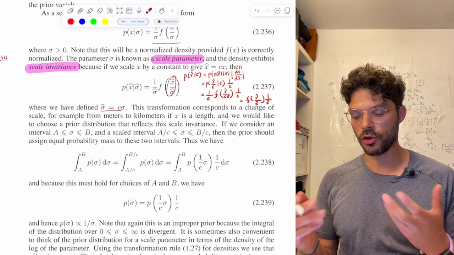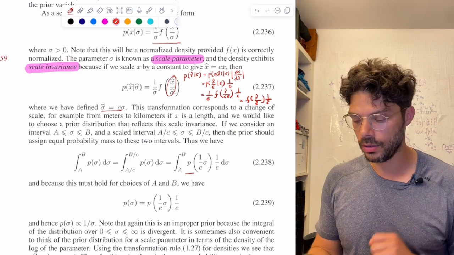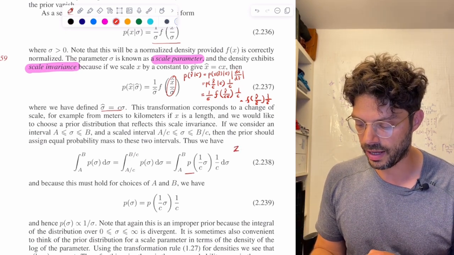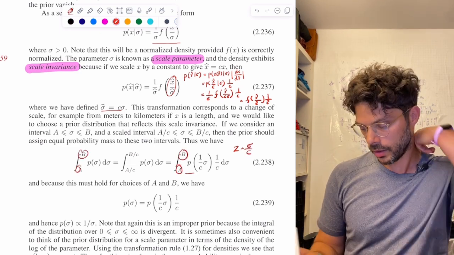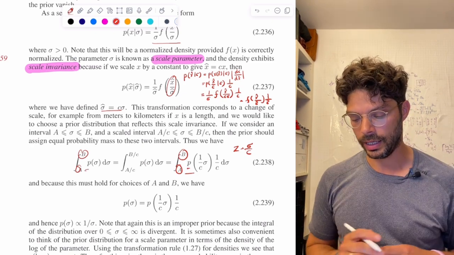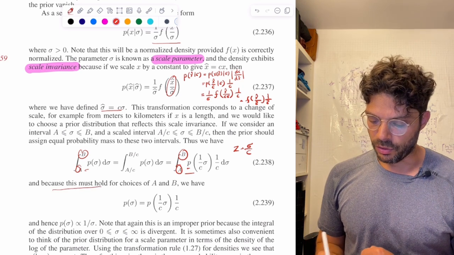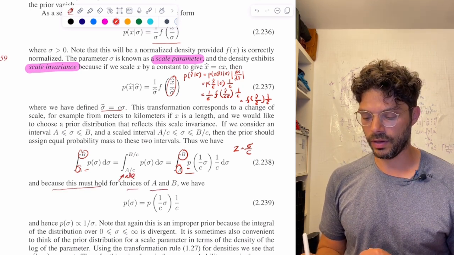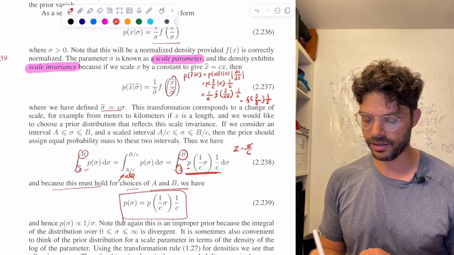So we're essentially treating this as just a function, but when we're integrating it we're changing variables to z equal to theta over c, so that we get the limits of integration that we want. So this is just the same old p in both cases. And because this must hold for all choices of a and b, we have this must be true. So we're essentially saying that this integrand is equal to that.